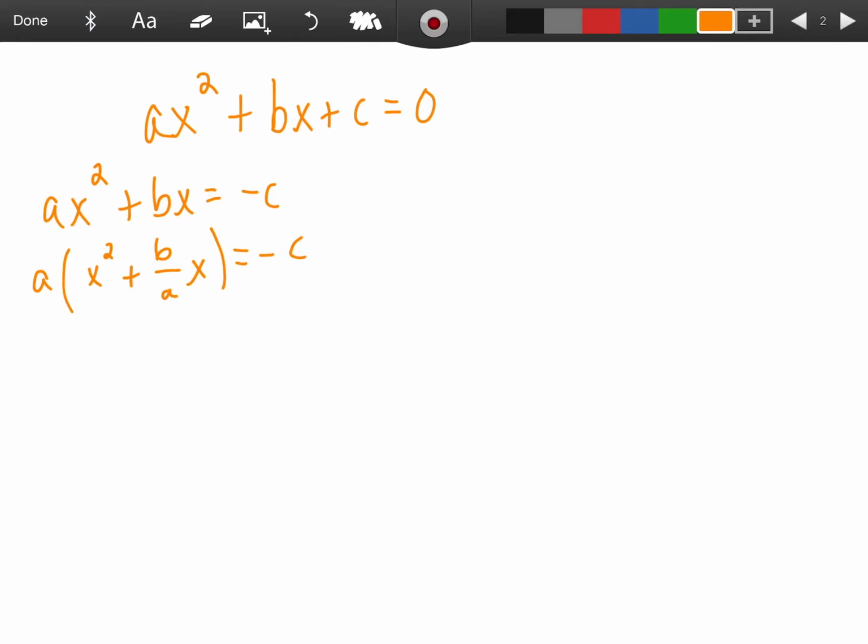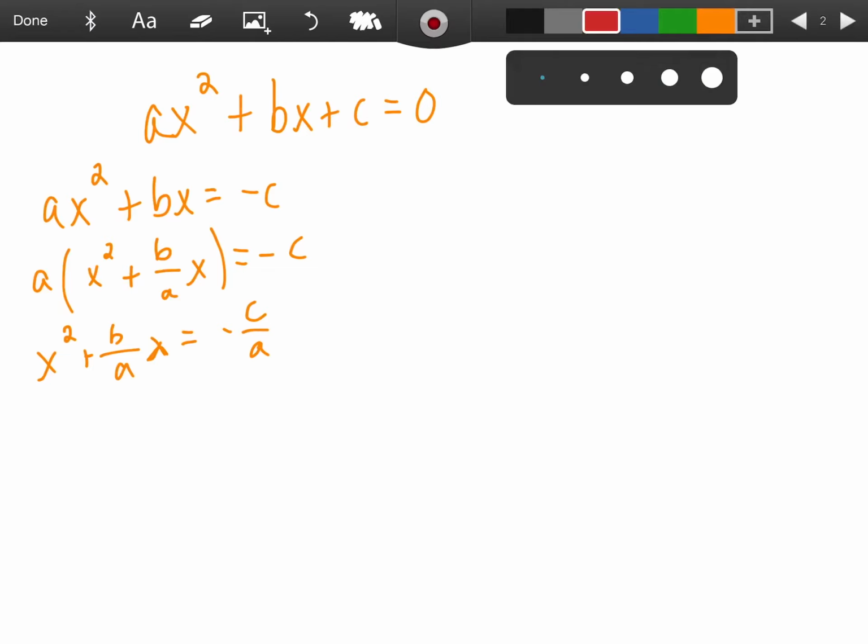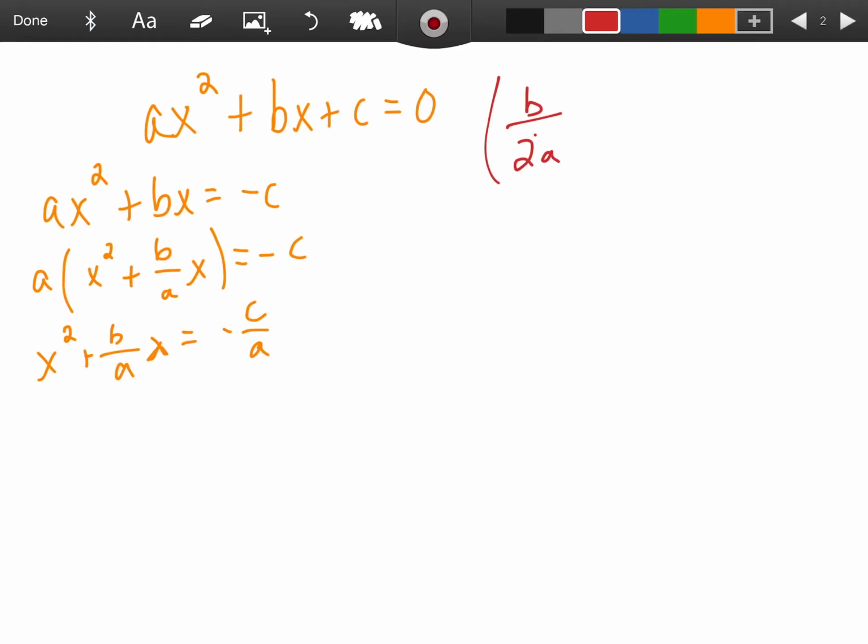All right, let's just divide that a over so we can have the x squared and x terms alone on the left side. So we have x squared plus b over a x equals negative c divided by a. All right, then to complete the square, I am going to divide b over a by 2, which is the same thing as b over 2a. Then I'll square it and add it to each side. So that's b squared over 4a squared. I need to add that to both sides.